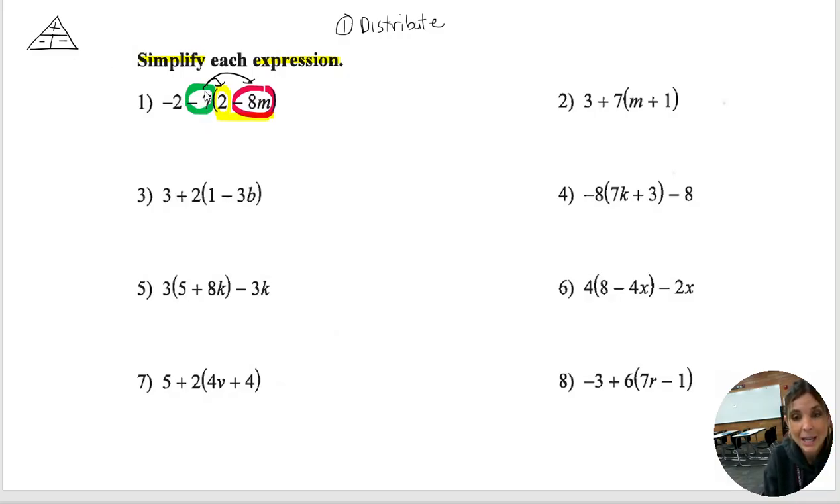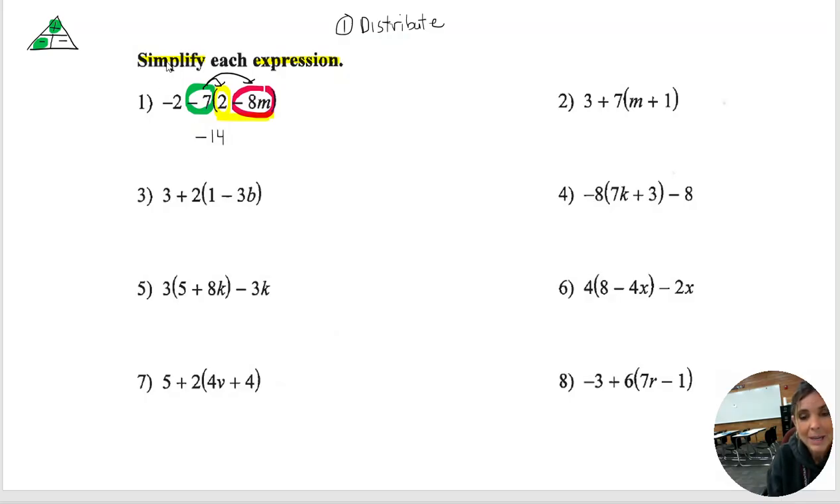So a negative 7 times a positive 2, using our magic triangle up here, we can see that if we have a negative number and we multiply it by a positive number, we're going to be left with a negative answer, right? So negative 7 times positive 2 is negative 14.